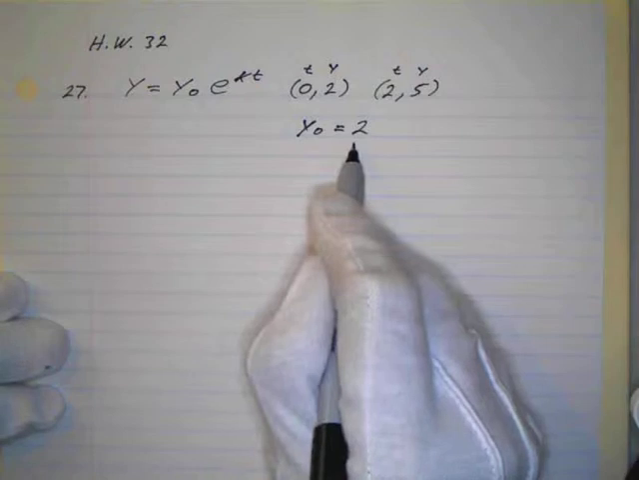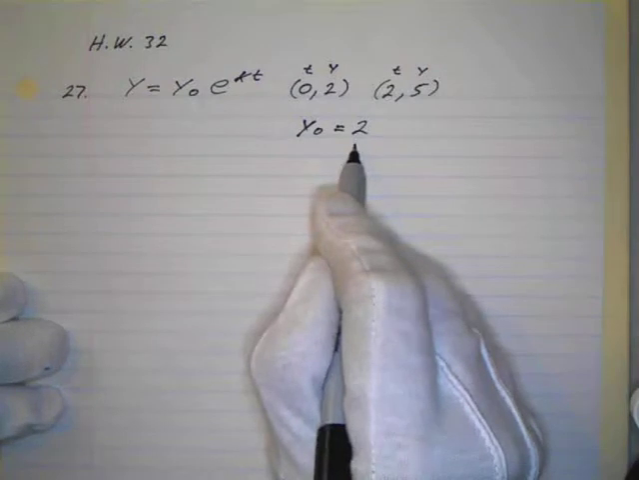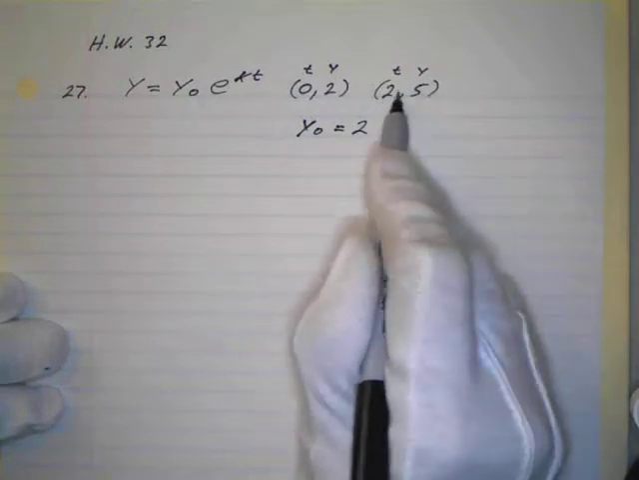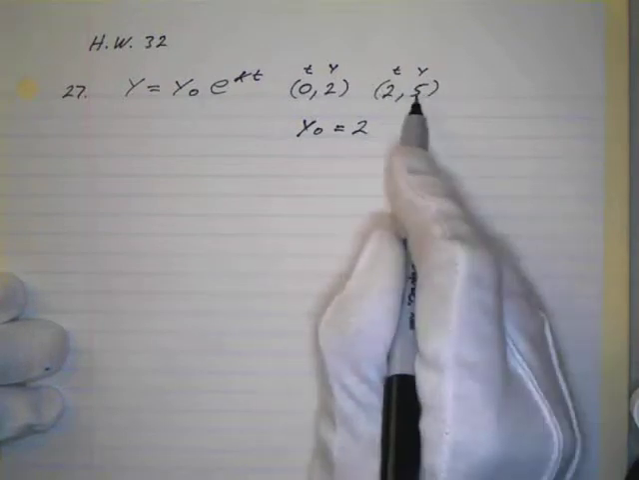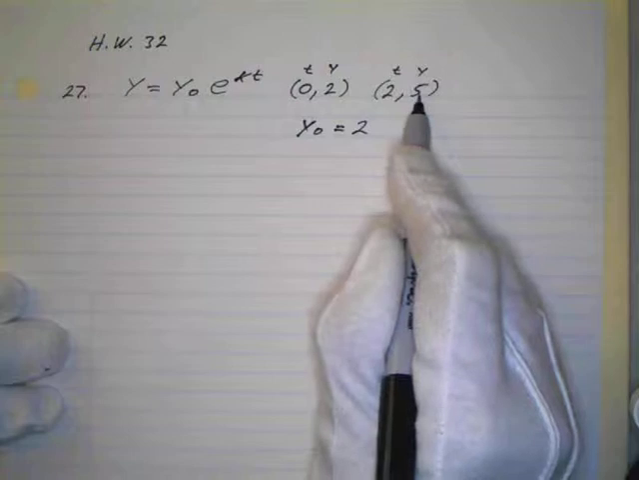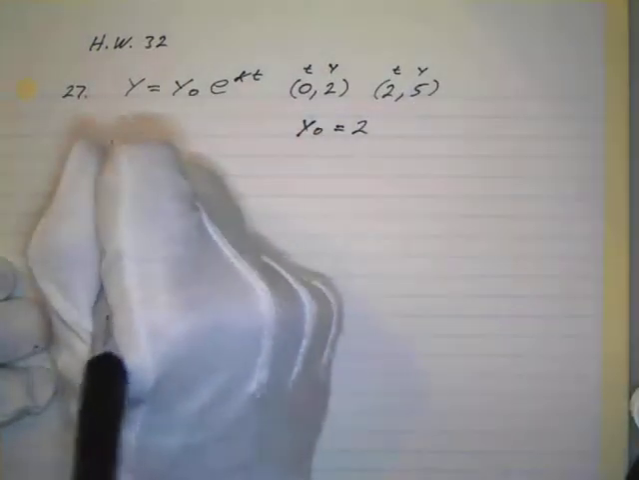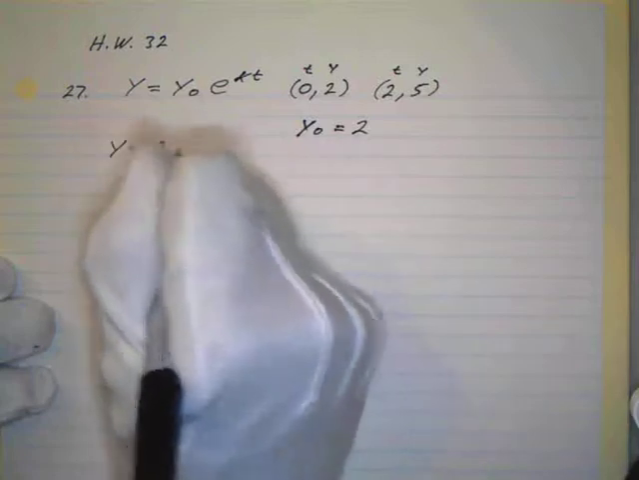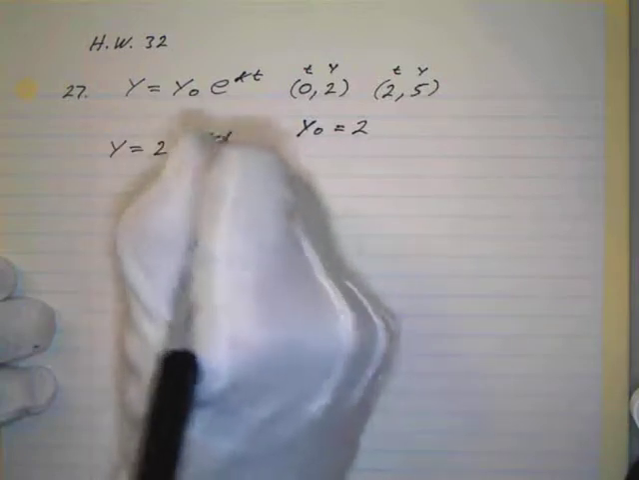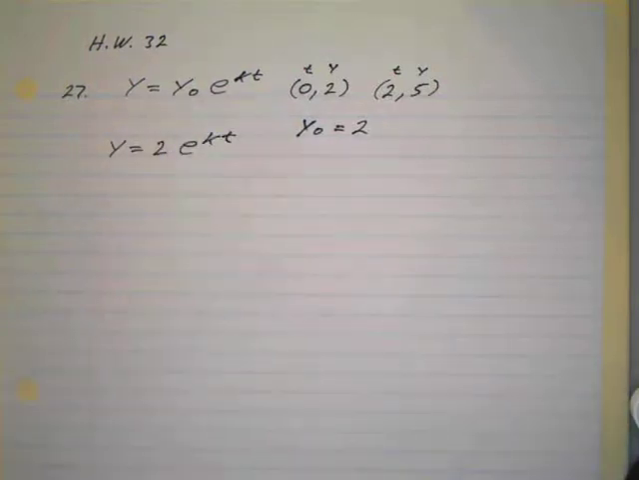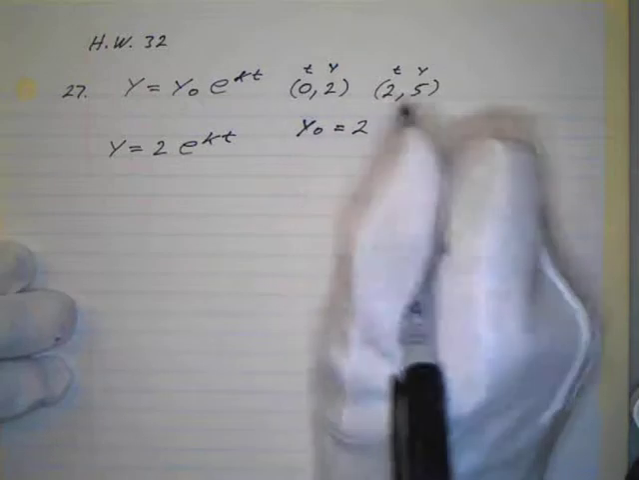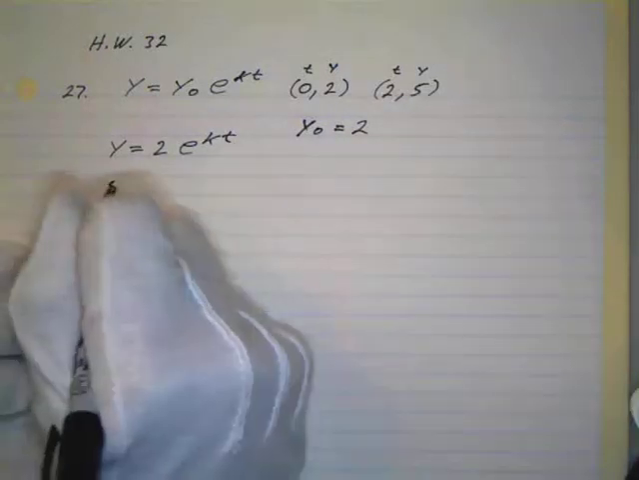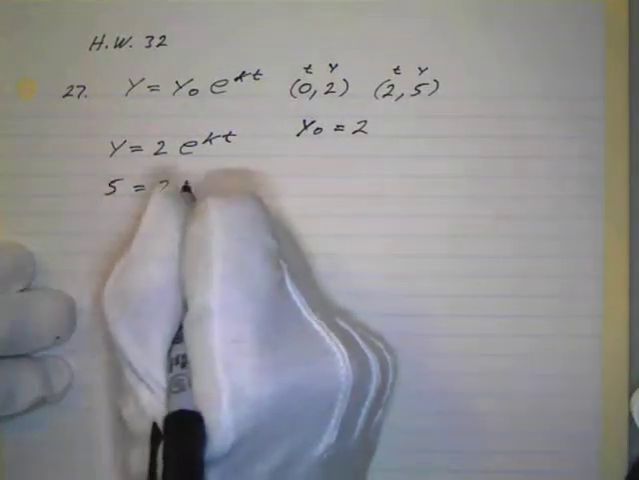That means y sub 0 is 2. And then I've got this other point. When t is 2, y is 5, so I can find my k that way. So I'm going to rewrite this first one. y equals, instead of y sub 0, I can put 2 e to the kt. So all I have to do is find out what k is. And they tell me that y is 5 when t is 2.